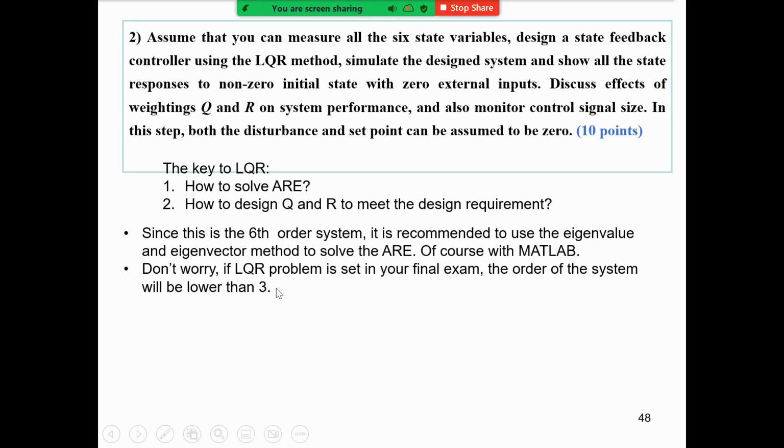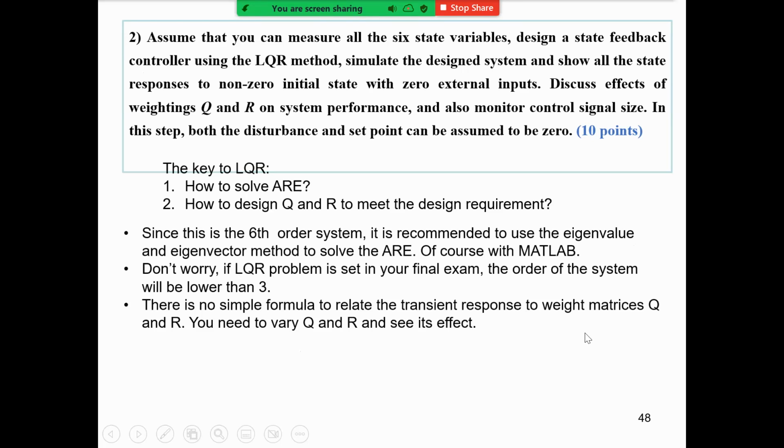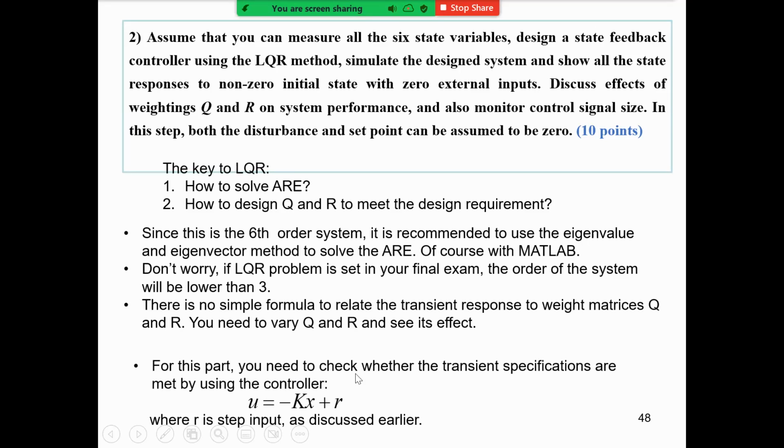Don't worry, if there is an LQR problem in your final exam, the order of the system will be lower than 3, such that you can work out the solution by hand. There is no simple formula to relate the transient response to weight matrices Q and R. So you have to experiment, trial and error, and find out the best one. For this part, you also need to check the transient responses obtained by using the same type of controller you are going to use for part 1.